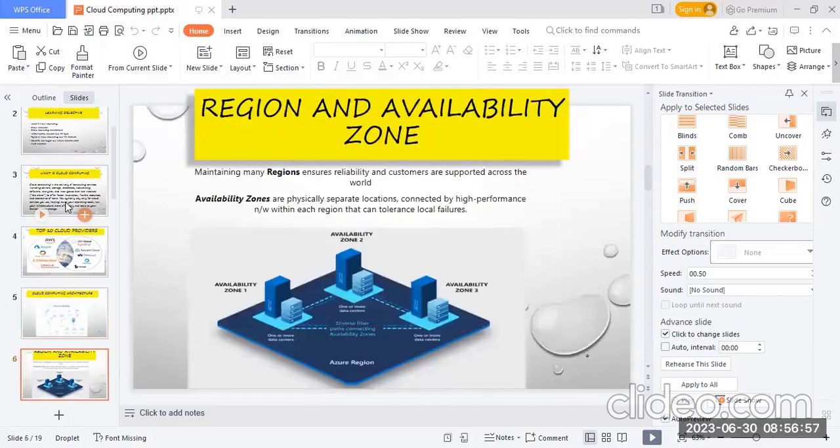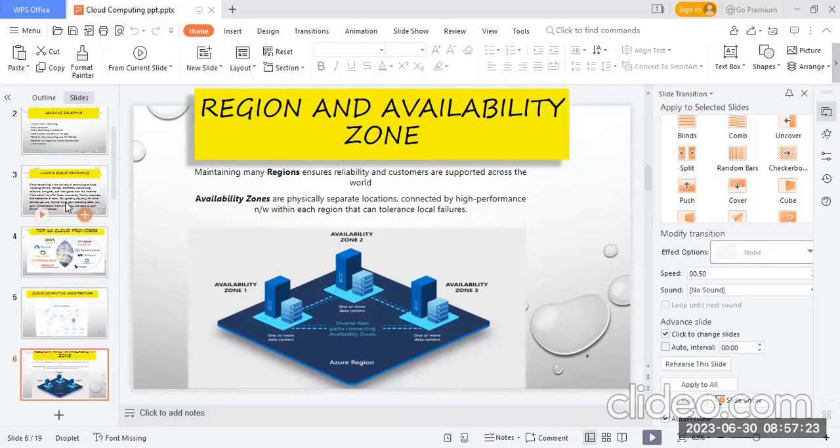So these are the different regions and availability zones in cloud computing. What is the purpose of maintaining these many regions? It ensures reliability and customers are supported across the world because of these different regions. And these availability zones are physically separate locations, but they are connected by a high performance network within each region that can tolerate local failures.